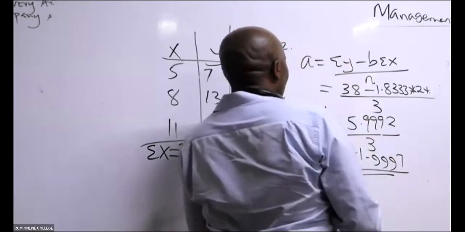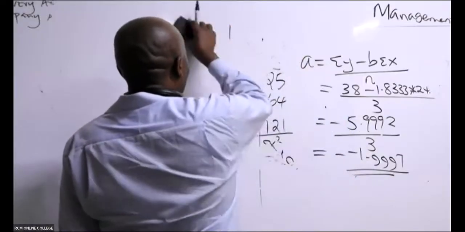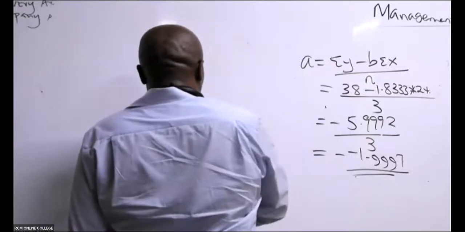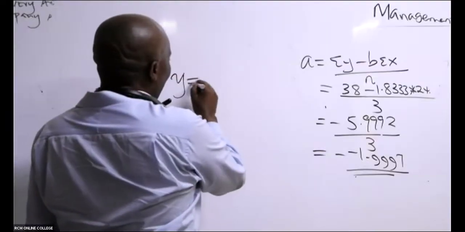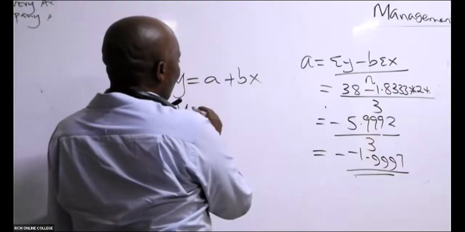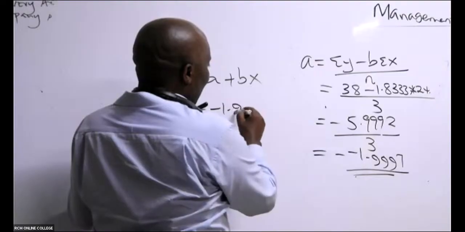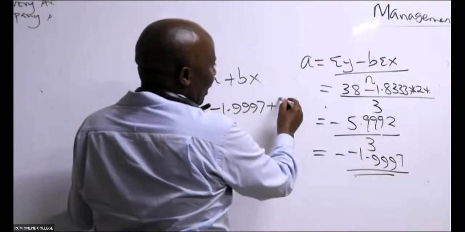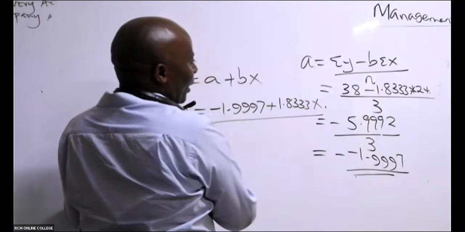So then that is it. Once you write it like that, you've been able to get the values of A and B. Then we'll be able to come here, ladies and gentlemen, and write the equation for us. You'll say y equals A plus Bx. Now you have the value of A and the value of B. So A is negative 1.9997 plus B, which was what here, somebody? 1.833, what here? X.